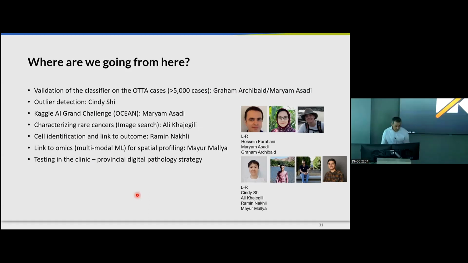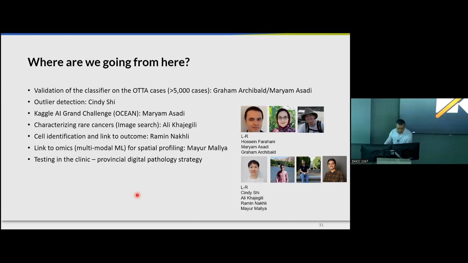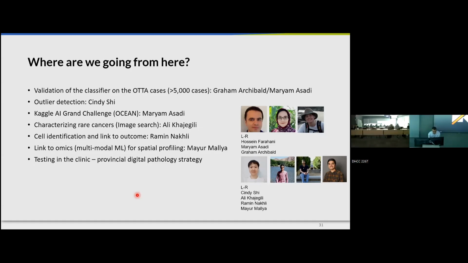Also, what we are doing is trying to characterize rare cancers. As I said, a lot of these models need a lot of data. How can you build models that work off of, let's say, 5 or 10 samples? Fortunately, there are some strategies we can use to do that, and there is some work in that area. The other interesting work is what we call cell identification, which I will highlight in the next slide, and also linking to molecular data.